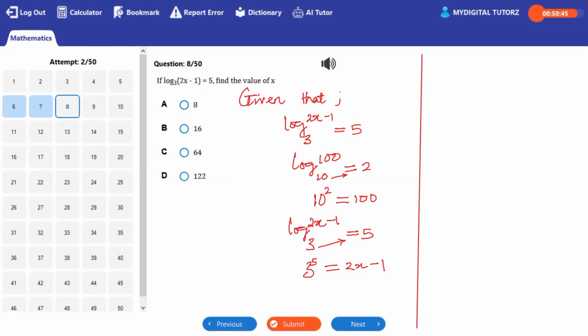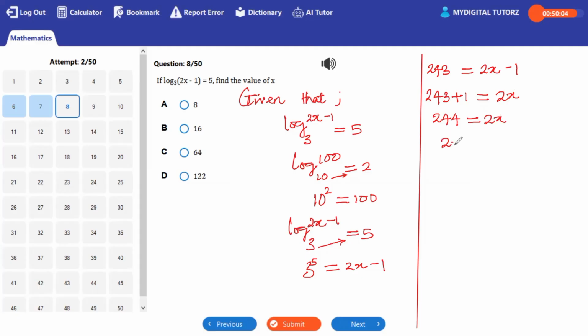If you are done with that, then what is 3 raised to power 5? Press your calculator, please. Let us do it together. That will give us 243, equal to 2x minus 1. Then this minus 1, crossing the equality sign to this side, will give us 243 plus 1 equal to 2x, as simple as this. Then you have 244 equal to 2x.